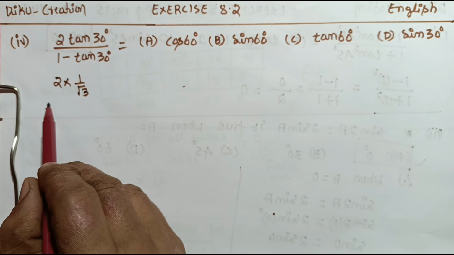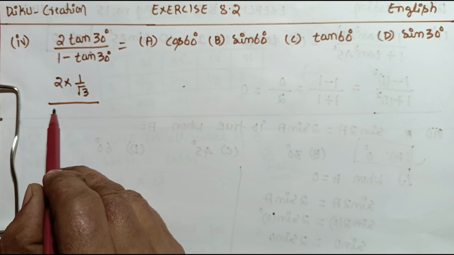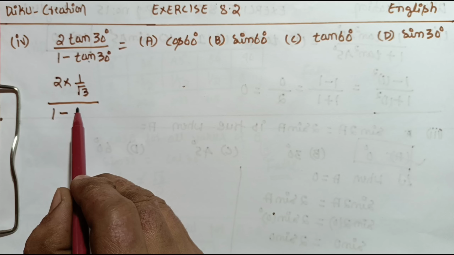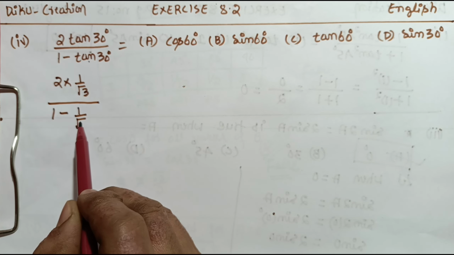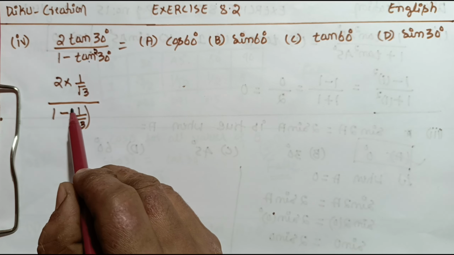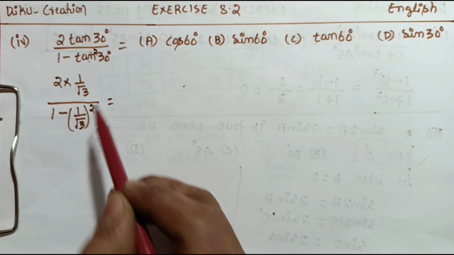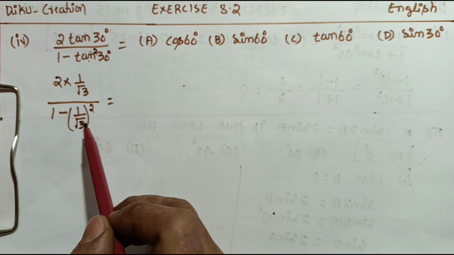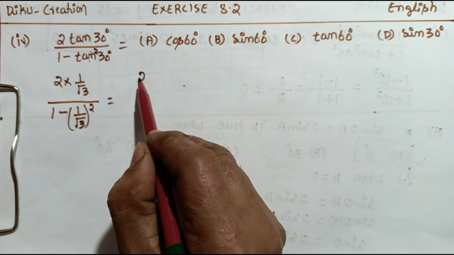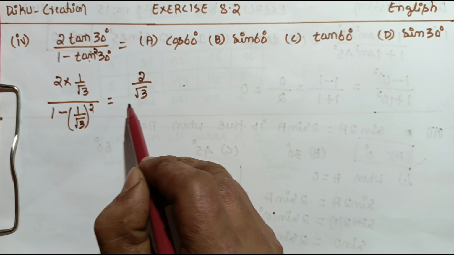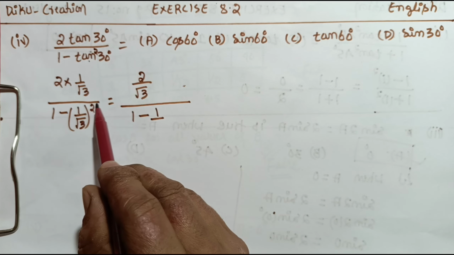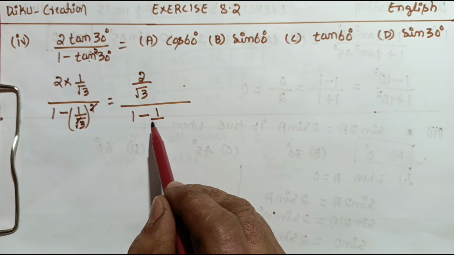That is the numerator. Now coming to the denominator. Here there is a 1, I will write it as 1. After that it is minus tan 30 degree, 1 by root 3. Here it is squared, hence here also it is squared. So now I need to simplify the numerator separately, then the denominator separately. 2 into 1 is 2 divided by root 3, whole divided by 1 minus 1 squared is 1 divided by root 3 squared, square and square root get cancelled. It is going to be 3.